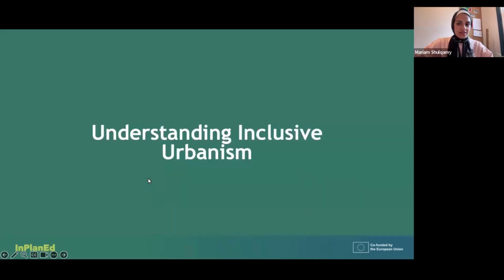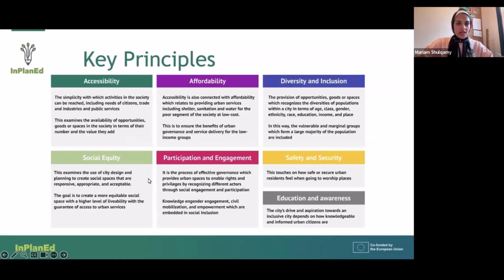Now that we have defined an inclusive city, let's further explore the concept of inclusive urbanism. It's not just about creating physical access to the urban environment, but also ensuring that people feel a sense of belonging and control over their environment. There are several key principles behind inclusive urbanism, which can include accessibility, affordability, diversity, participation, equity, and security. These principles guide urban planners in ensuring that cities cater to all residents, not just the privileged few.